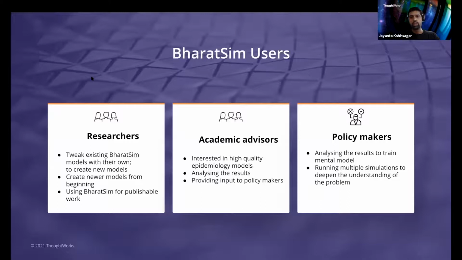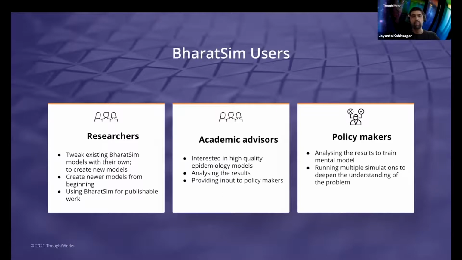So who will be the users of this? Because it's a framework now, not an application, someone has to think about a model. Someone has to capture the gist of behavior of individuals of this population, put it in, and start the simulation. So BharatSim is targeted towards researchers, people who are trying to understand the phenomenon.